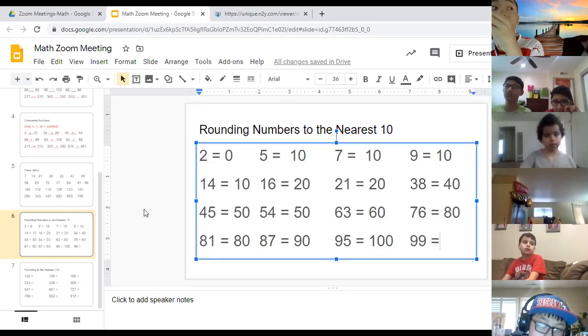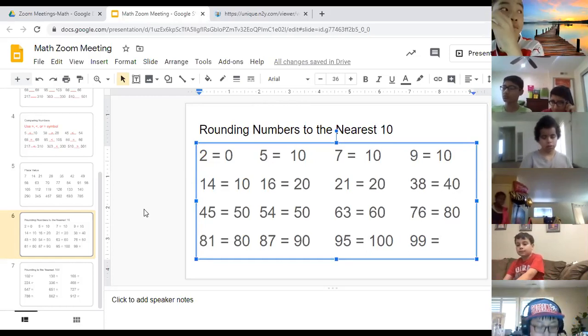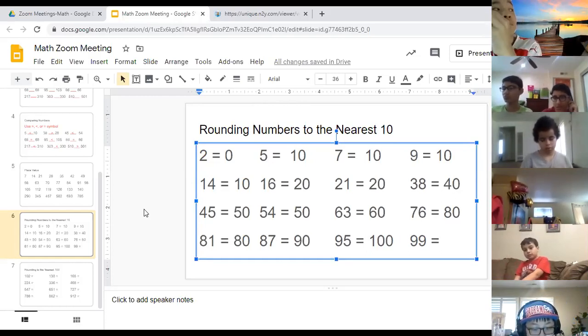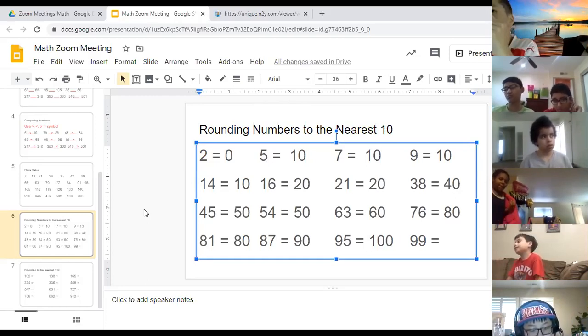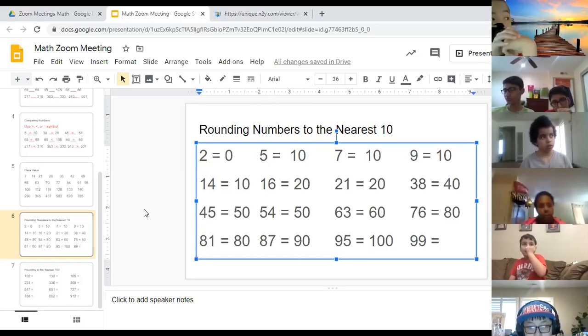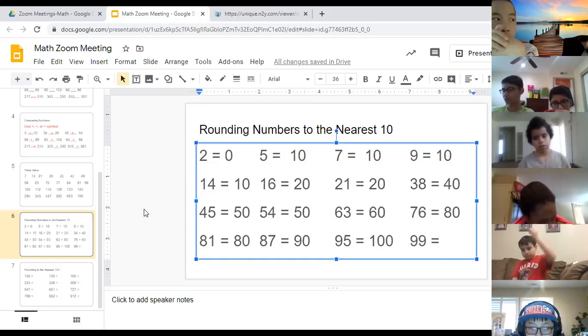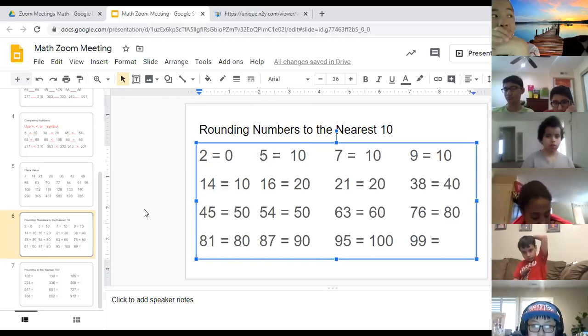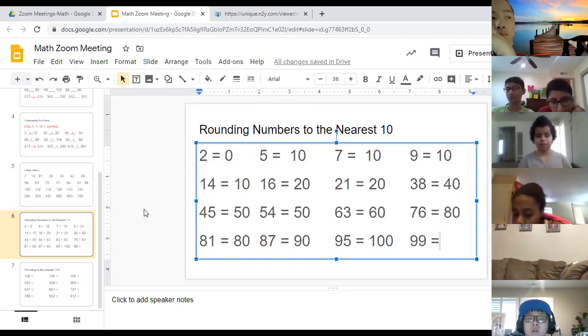How about to 90? Okay, let's count. 99, 98, 97, 96, 95, 94, 93, 92, 91, 90. So how many units away from 90 is 99? It's 9 units away. So what happens to 99? Do we round up or do we round down?